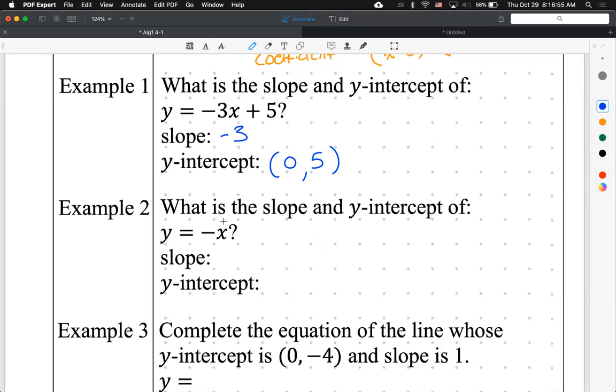Can I give it to Zeke? Yeah, Zeke. -1. It is indeed -1 because -1 times x, I can write this out over here. -1 times x is equal to -x.